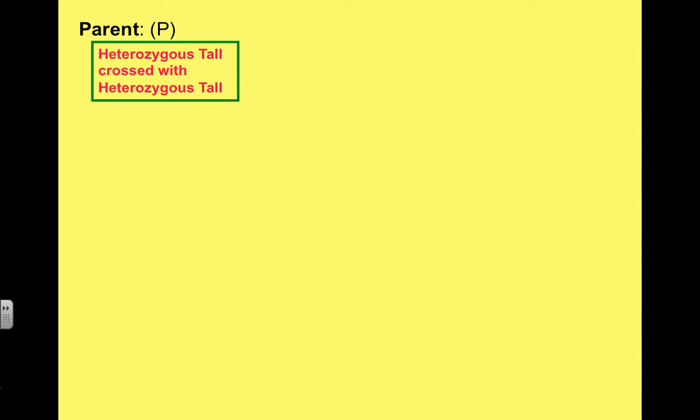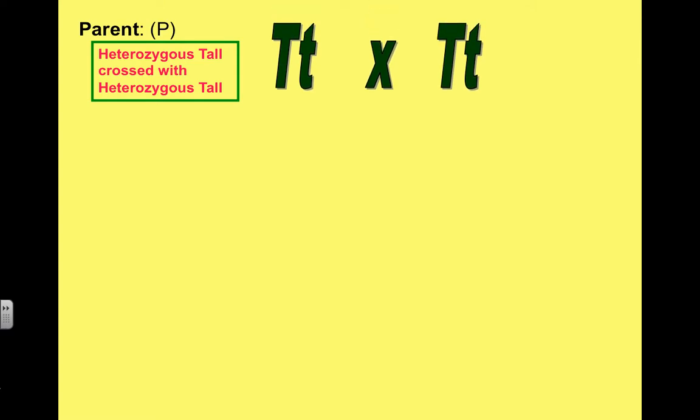So I want you to think for a minute, what does heterozygous mean? Same or different? Okay, so it means different. So that means that in order to make my parent, I have to have two different letters. So in this case, I'm going to have an uppercase T and a lowercase t for each parent, each of those being heterozygous tall in this case. So heterozygous tall crossed with heterozygous tall.